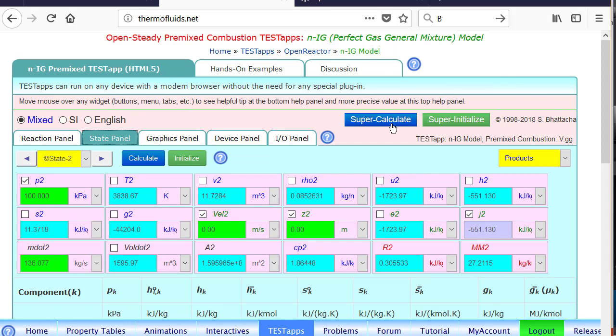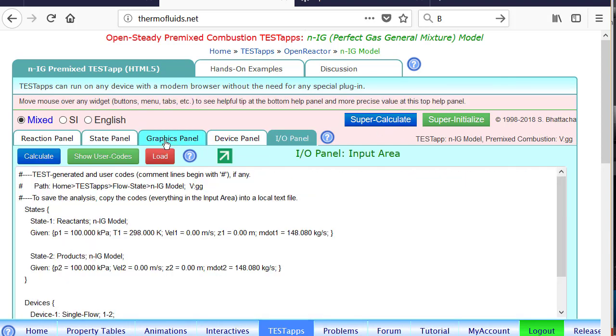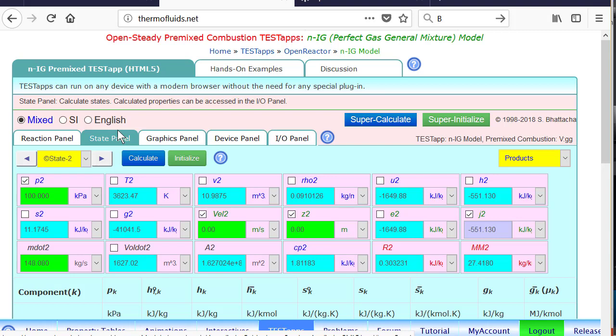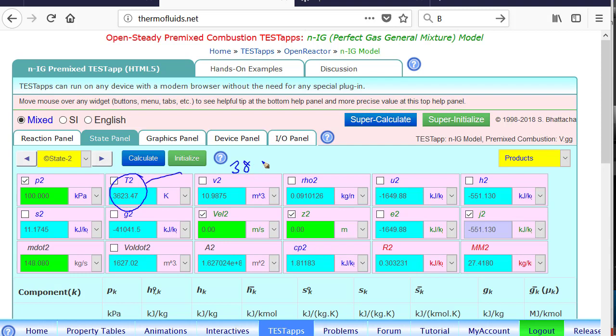These panels can be updated by clicking the super calculate button, and we can go back to the state panel, and the temperature now found is 3623 as opposed to 38. So when we used excess air, not air, excess oxidizer, you can see that the temperature has gone down. Let me write down this number. So the new temperature is 3623 Kelvin when we have 10% excess air.